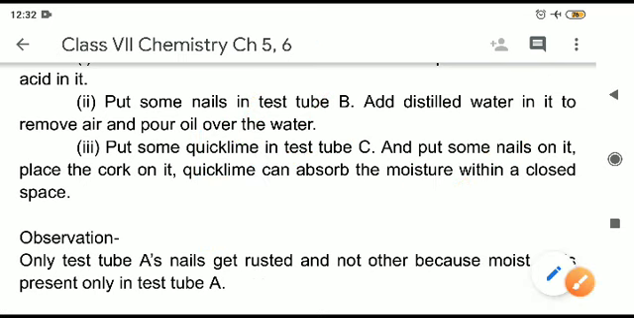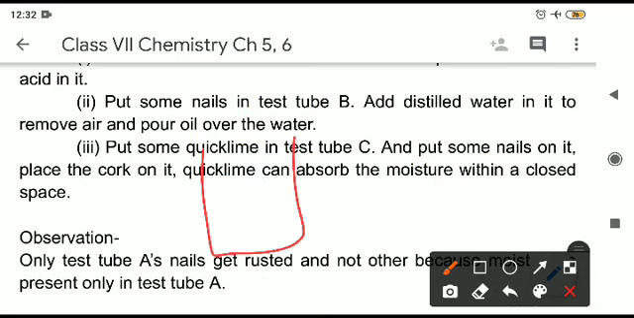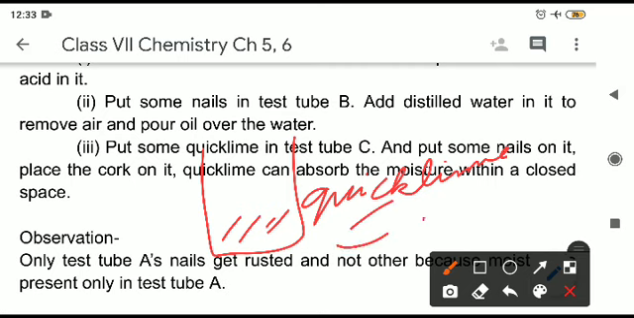In the third test tube now, iron nails are there and quicklime is there. Quicklime is one of the chemicals called calcium oxide, CaO. This is the formula of calcium oxide, of the quicklime. This will absorb the water vapor. It will absorb the water vapor and we will close this with a cork. This test tube is closed now.